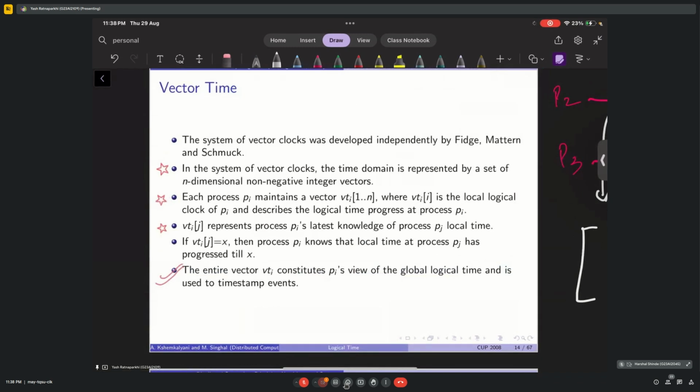In the system of vector clock, the time domain is represented by a set of n-dimensional non-negative integral values. Each process Pi maintains a vector VTi[1..n], where VTi[i] is the local logical clock and describes the local time progress of Pi. VTi[j] represents the process Pi's latest knowledge of Pj's local time. If VTi[j] is equal to x, then process Pi knows that the local time at Pj has reached x.